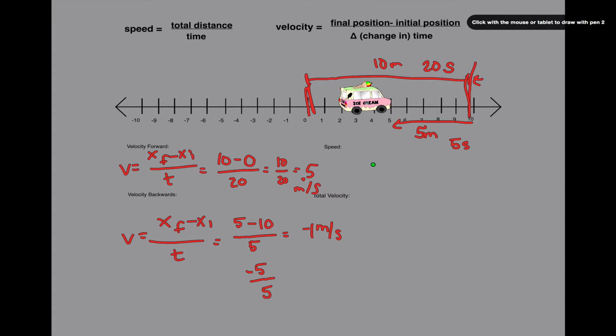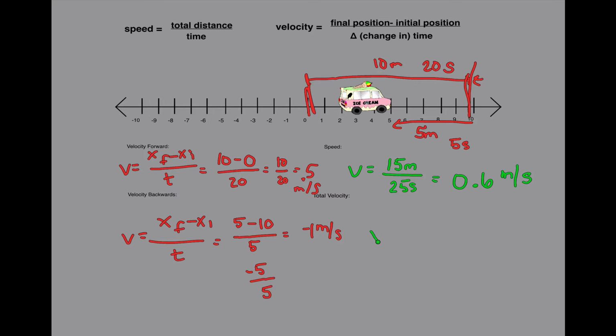Okay, so now we're going to look at speed. His speed is his total distance traveled divided by the total time it took. So his total distance traveled was 10 meters forwards, 5 meters backwards. That was a value of 15 meters. And it took him 25 seconds. So his speed is 15 divided by 25, which is 0.6 meters per second. Now that is a different number than 0.5 and -1.